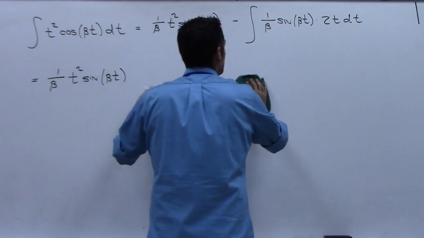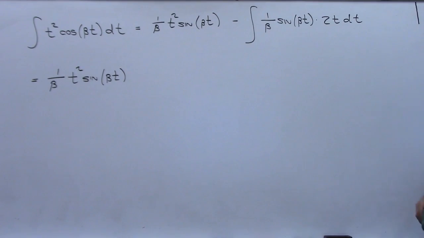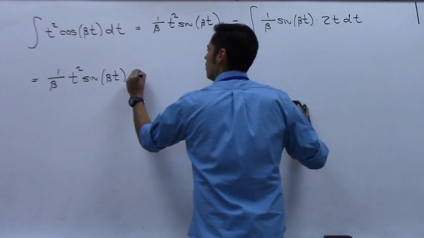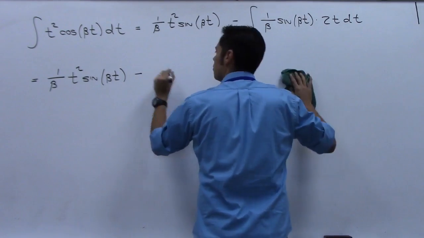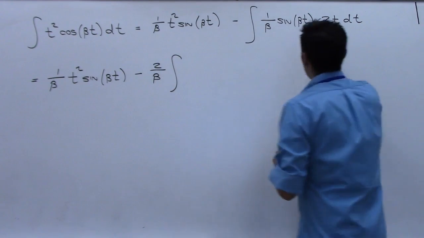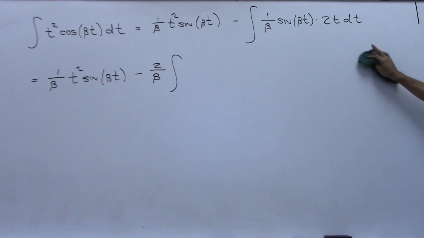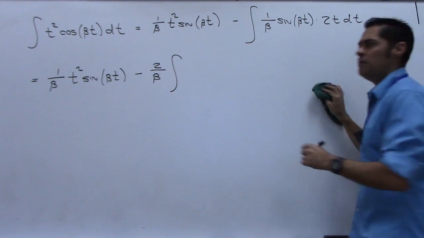And so what is going to be out here? I'm going to have minus what? 1 over beta times, oh yeah, 2, so 2 over beta, integral. Now let's rewrite what's still in here, but let's write it in a nicer order. How about we put the t that was still in there in front of the sine?